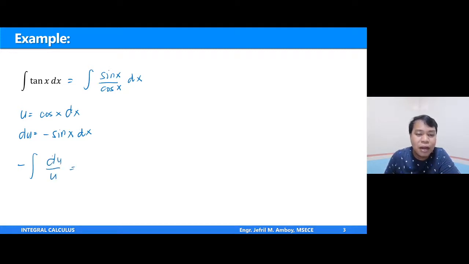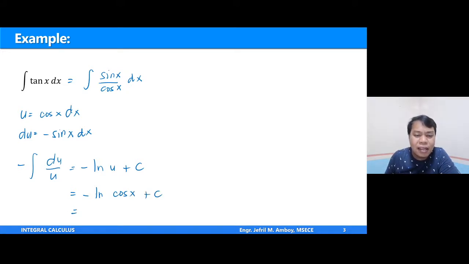So again, we're familiar with the integral of du over u. This is just ln of u, and then plus c. Okay? Now, again, back substitution. Negative ln of, ano ba ang u natin? Ang u natin ay cosine x. Okay? Cosine x plus c.